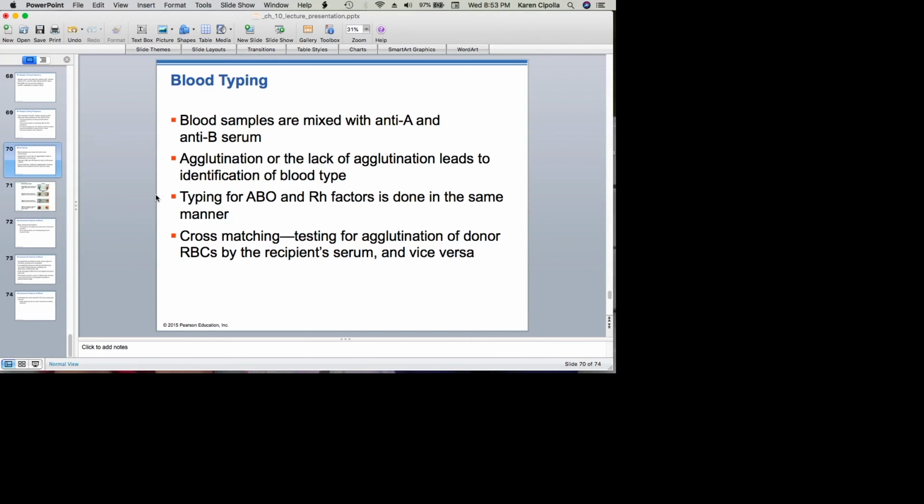When we look at finding out what kind of blood type we are, we mix blood samples with an anti-A serum and an anti-B serum. And then it depends on how they react to figure out what the blood type is. So typing for A, B, and O and typing for Rh factors are all done in the same way. You take your sample and you test it with A serum, and you test it with B serum, and you test it with Rh factor to see if there's a reaction within the blood.